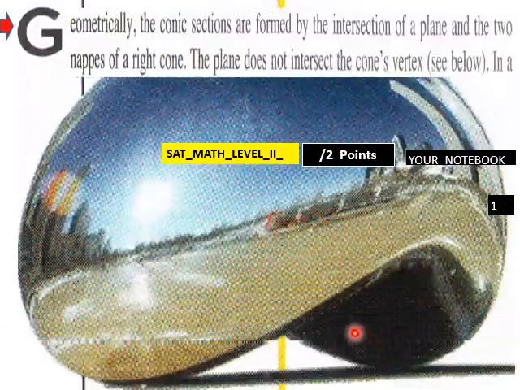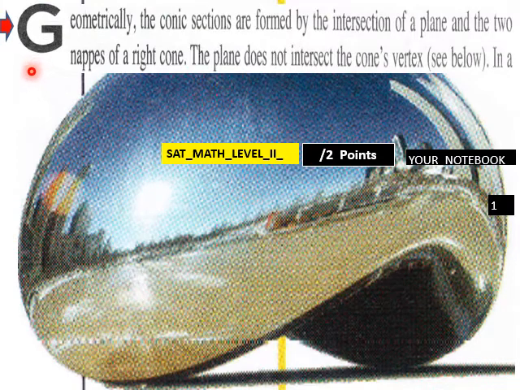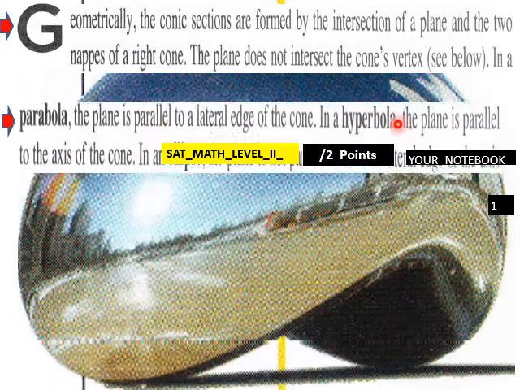And let's go right into page 1. This goes in your notebook. Geometrically, the conic sections are formed by the intersection of a plane and the two nappes of a right cone. The plane does not intersect the cone's vertex, see below.